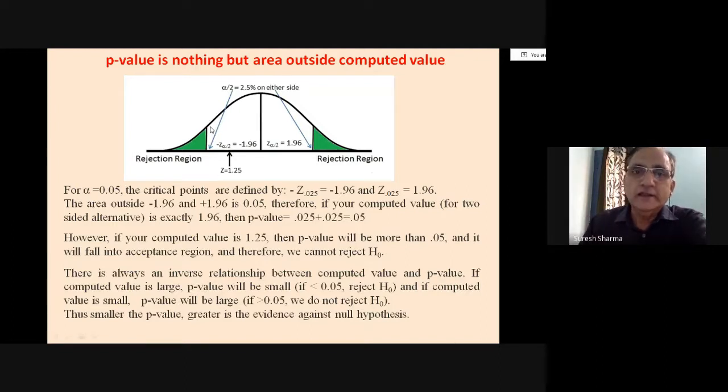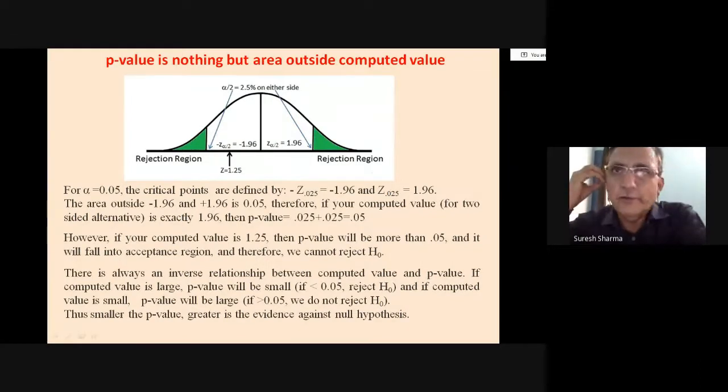And this green color area, which I'm leaving, which is shaded as green, is basically 2.5% on the left hand side and 2.5% on the right hand side. And this region is basically called, because it is error, the rejection region. So this is your rejection region, right? This is your rejection region. And this white area is basically your acceptance region.